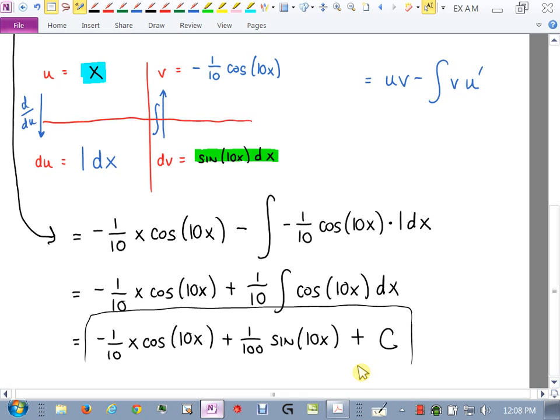How could you check your work? Take the derivative of this. That would become somewhat troublesome because you've got product rule here, right? So you'd have to do product rule on that and then get that over there, and trust me, it'll work, all right? But we're not going to check it.